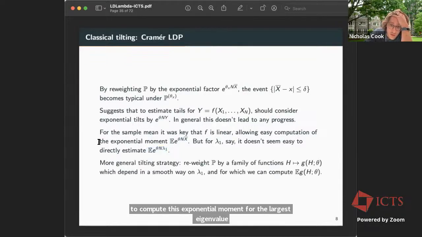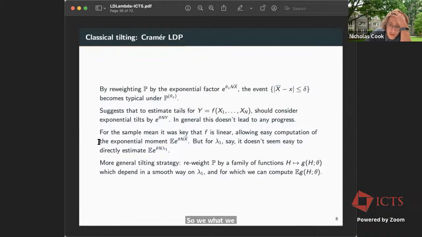So what we do is we need to think a bit more generally. There was sort of a coincidence in Cramér's theorem that what ends up being the good tilting function is the exponential of the variable itself. But that was a coincidence.